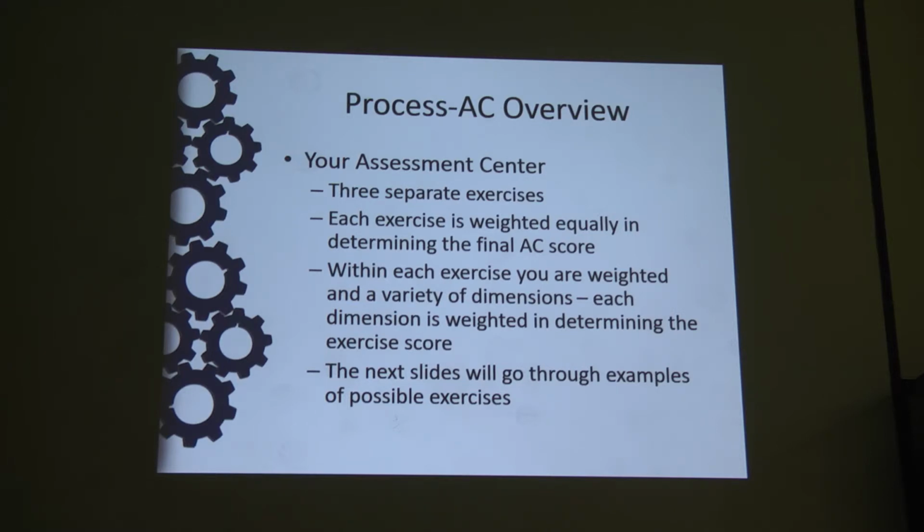Okay, so there's 3 separate exercises. Each exercise is weighted equally in the assessment center score, so we just average across the 3 exercises. Within each exercise, there's different dimensions that are being measured, and they might be weighted differently. Like for a crew meeting, management supervision might be the most important dimension, and that might be weighted 60%. And then the other 2 skill dimensions aren't weighted quite as much in coming up with that score.